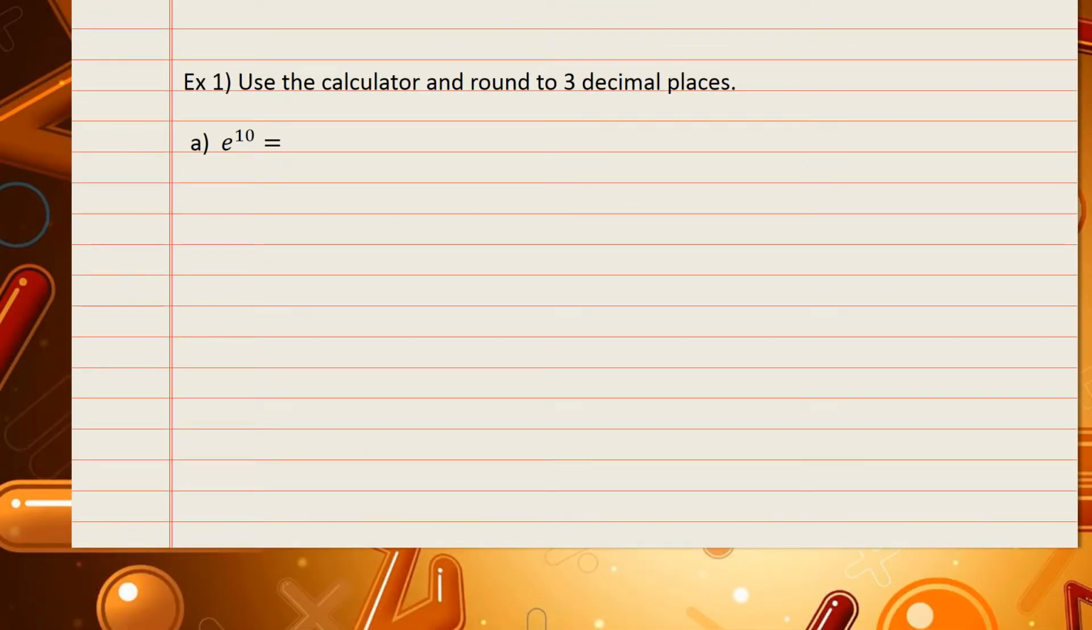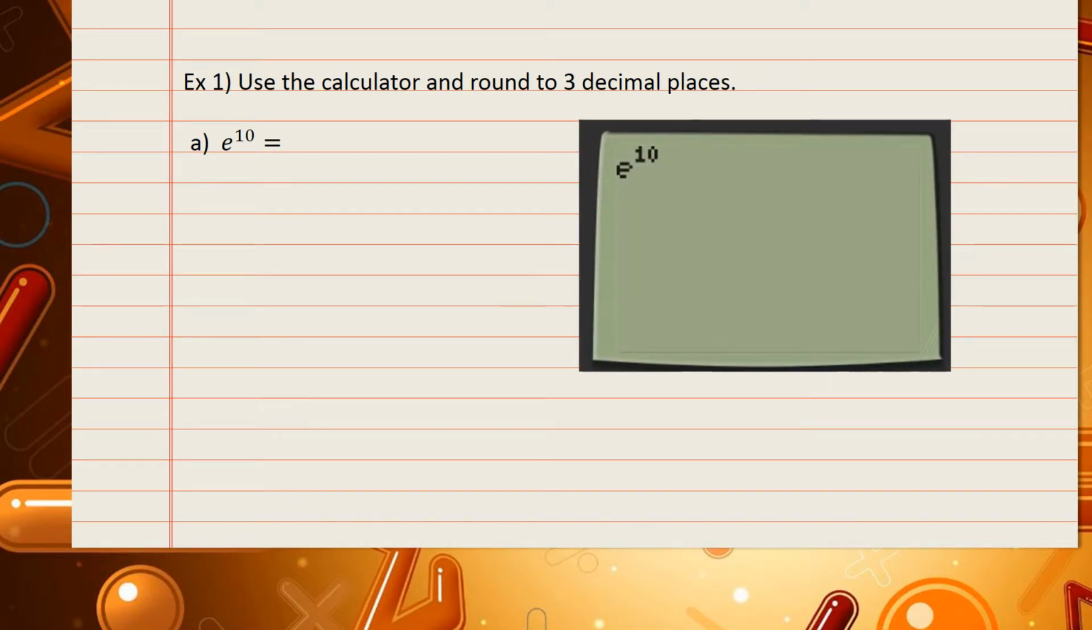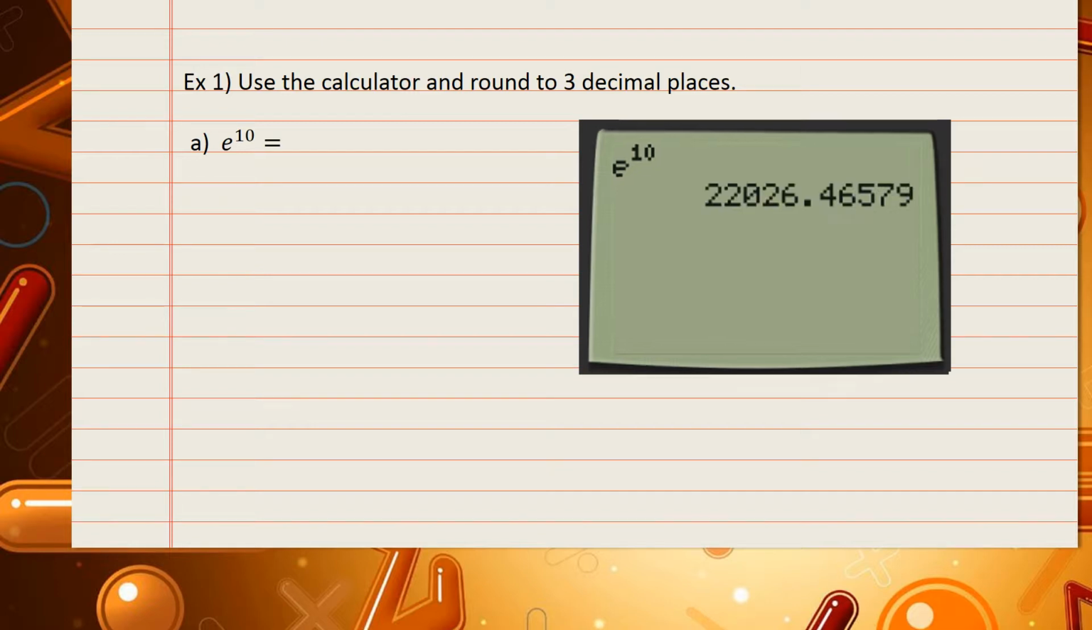Example 1, use the calculator and round to 3 decimal places. For A, we have e raised to the power of 10. Because it's e raised to a power, select second, LN, and then type in 10. Your screen should look similar to mine. Once it's typed in, click Enter, and your calculator should give you the following value: 22,026.46579.